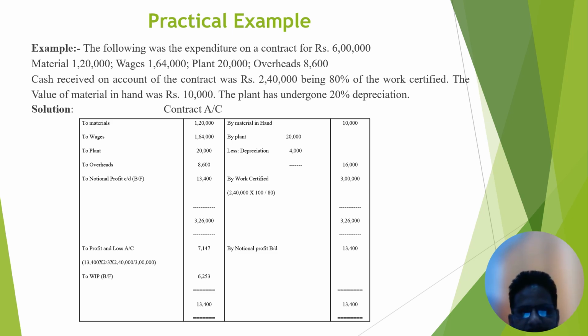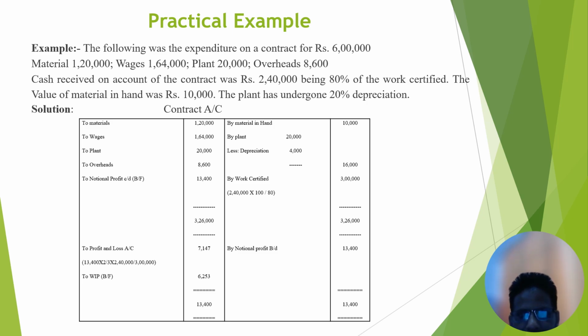Now then on the credit side, according to this example, we have material in hand 10,000. So we mention this 10,000 amount on the credit side by material in hand. Now for plant, it is our 20,000 amount. For this plant, we have to charge 20% depreciation. So on the credit side we mention by plant 20,000, then subtract the depreciation amount 4,000, and the remaining 16,000 we mention in the outer column.